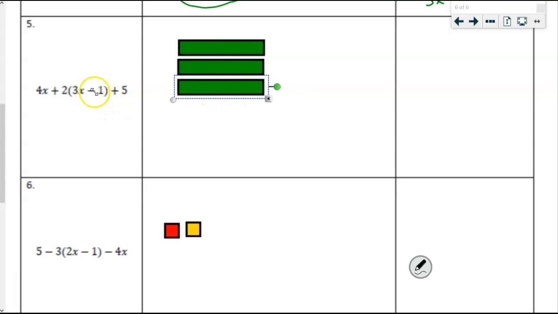And I see -1, so I know that means a negative unit tile. And that's in a group, so I'm going to go ahead and put a box around it. I successfully modeled the grouping symbol just as you did. What's my next step? Talk me through it since you guys have already completed this. What's my next step? Allie?